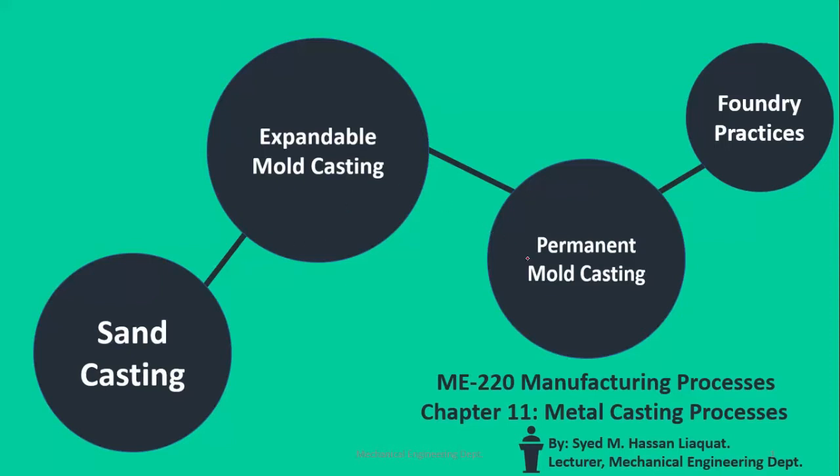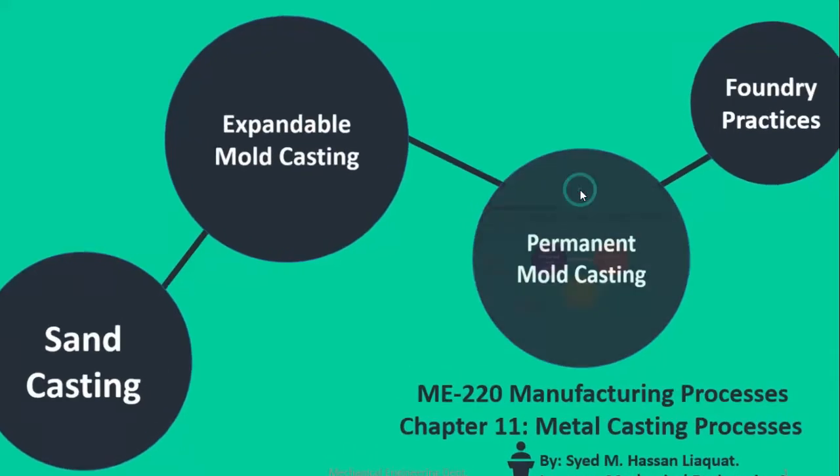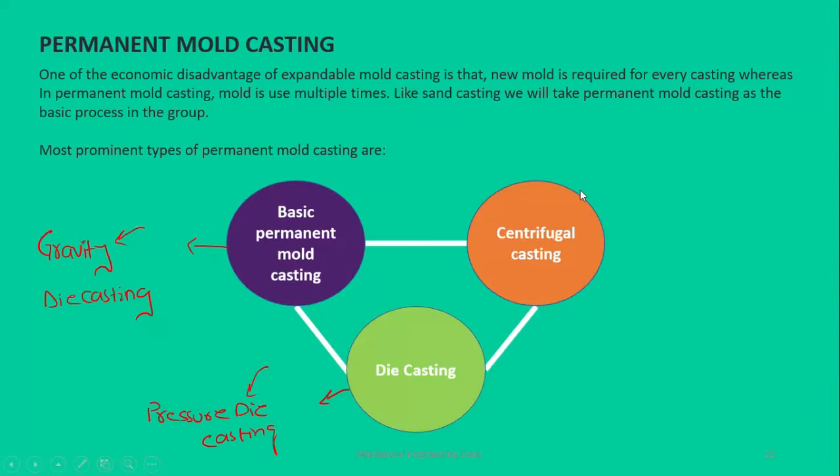Then we discussed the permanent mold casting. In the permanent mold casting, we were discussing that it has three subtypes. The first one is called the basic permanent mold casting, which is also known as the gravity die casting, because in this kind of casting the metal flows by the effect of gravity.